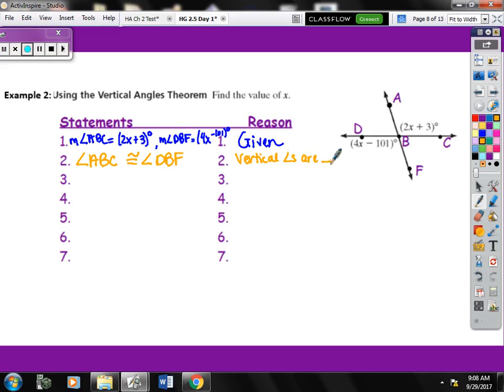are congruent. If you would prefer, you can write the vertical angles theorem instead. One or the other, you pick. Most students like this because they can just memorize what it says. Now, eventually we want to set these equal, so we have to go from congruence to an equal sign. So we'll just say the measure of angle ABC is equal to the measure of angle DBF.